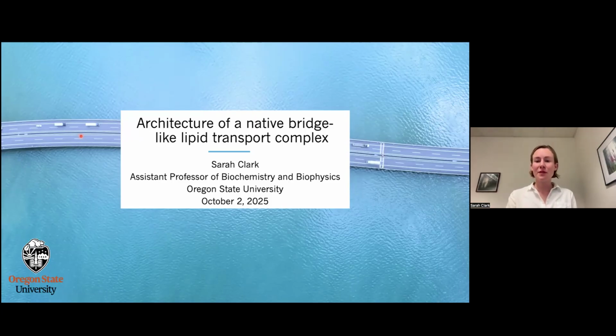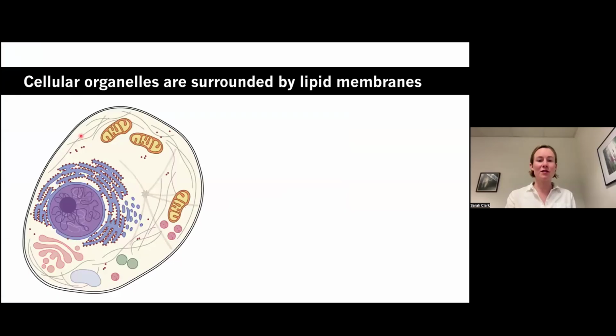First, a little bit of introduction. This image of a cell here, we're probably all very familiar with. You can see the nucleus in the middle and various organelles: mitochondria, ER, Golgi. Importantly, pretty much all of these organelles and the cell itself are surrounded by membranes. The membranes are highlighted in blue here in this image.